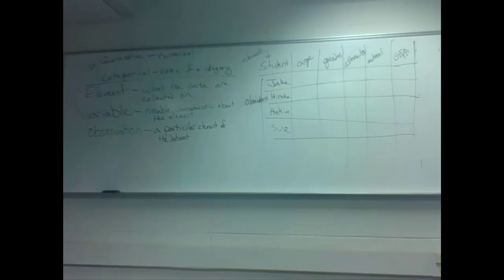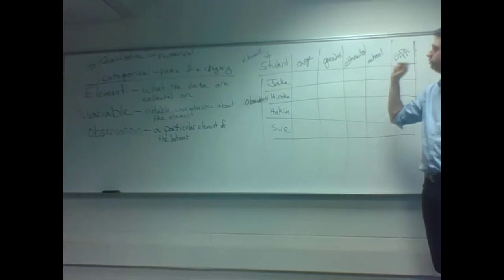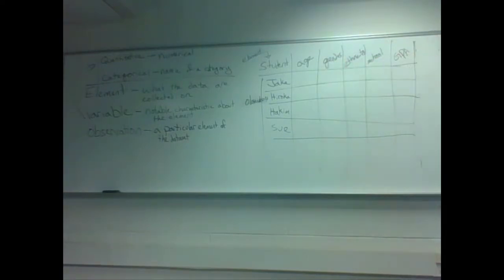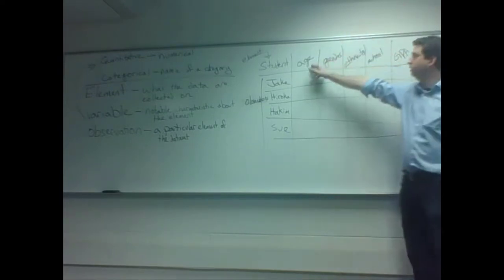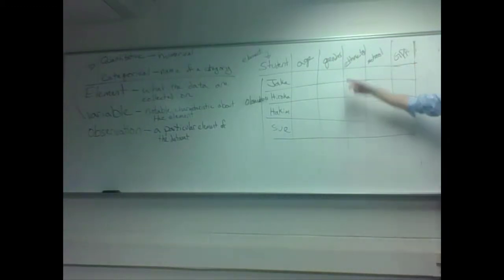Yeah, Hunter. I'm sorry, say that again. Oh, so which one of these variables is quantitative and which one is categorical? GPA. GPA is quantitative. And age. And age, right? And the other ones are categorical. So gender, ethnicity, school.